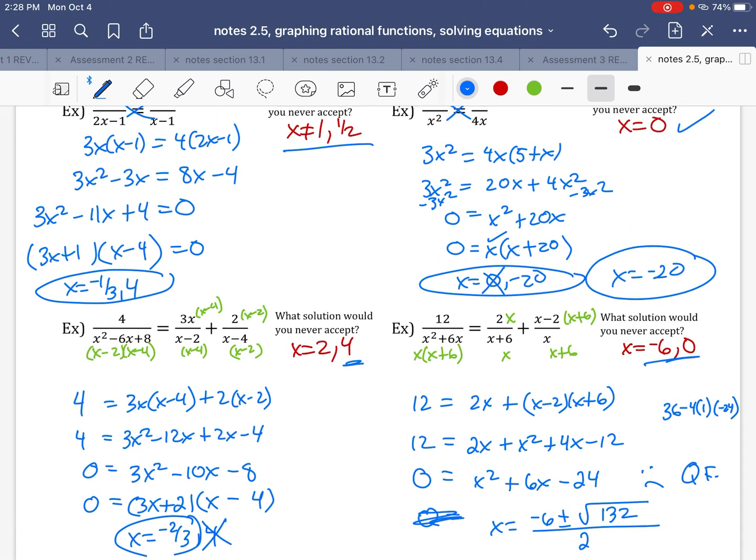Let's just reduce this down a little bit. 132 divided by, how about 16? Nope. 132 divided by 4. Yep, 4 times 33. So that means that 132 can be written as 2 radical 33. So I got x equals negative 6 plus or minus 2 radical 33 all over 2. These three numbers all divide by 2. So my final answer is going to be x equals negative 3 plus or minus radical 33. The 2 goes away on the top and the bottom, so actually we'll just be done. All right. Okay, there we go.